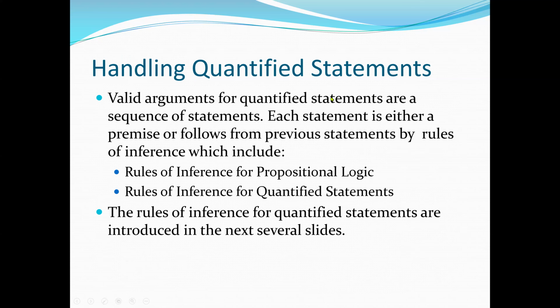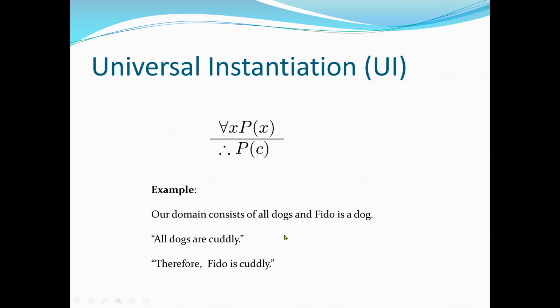So handling quantified statements, we said a valid argument for quantified statements is a sequence of statements, and each statement is either a premise or follows from previous statements by rules of inference, which include rules of inference for propositional logic or rules of inference for quantified statements. The rules of inference for quantified statements are introduced in the next several slides. So we start with universal instantiation.